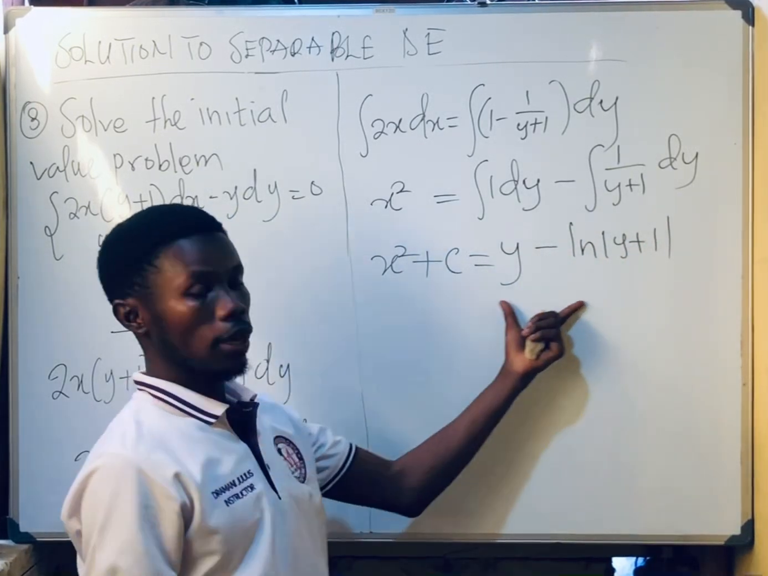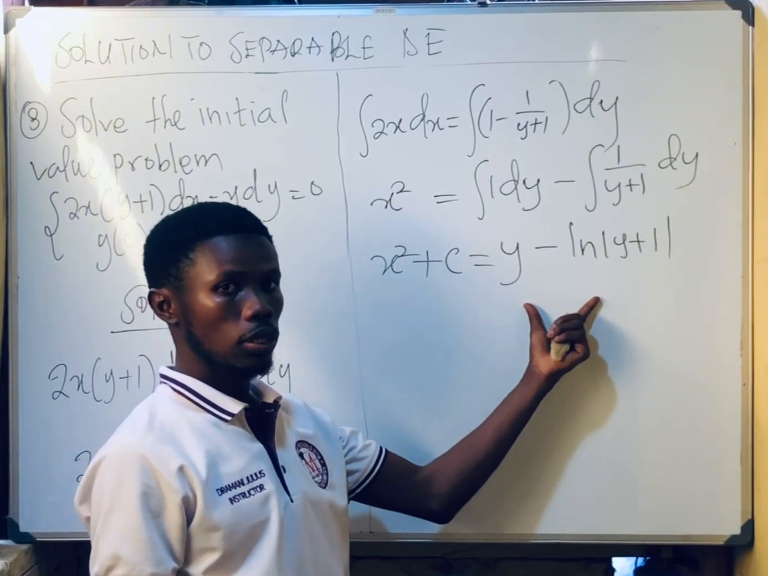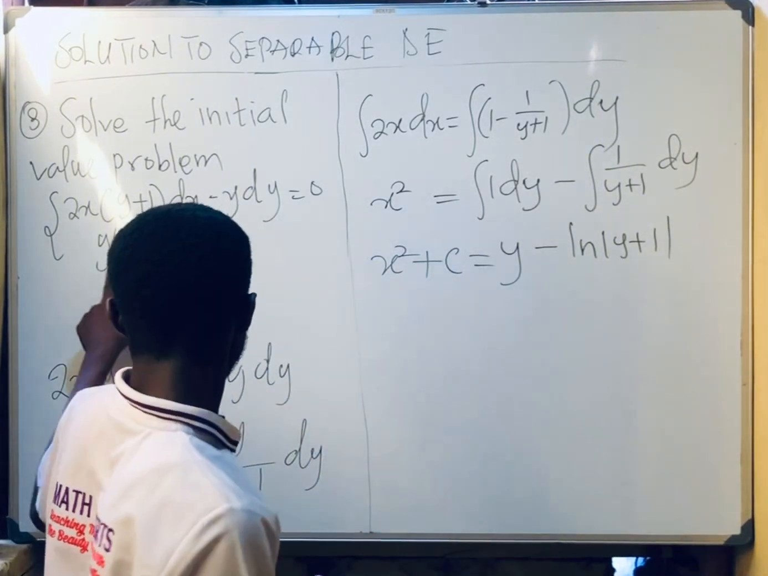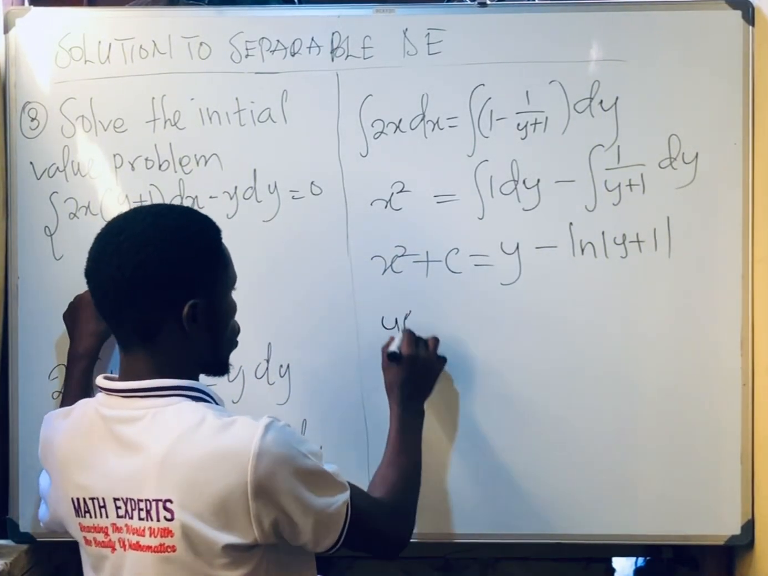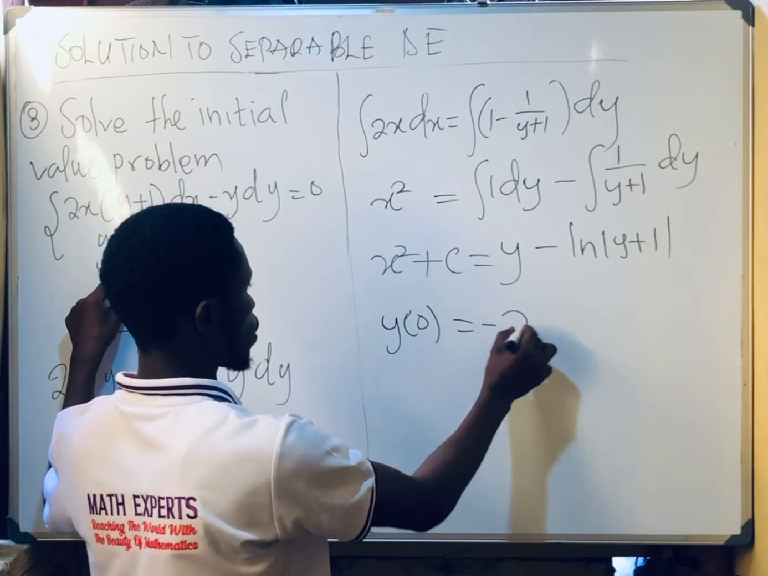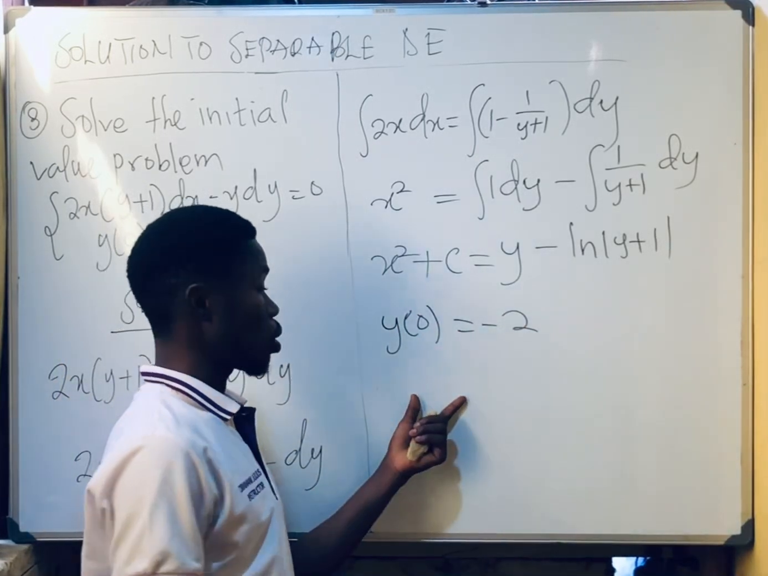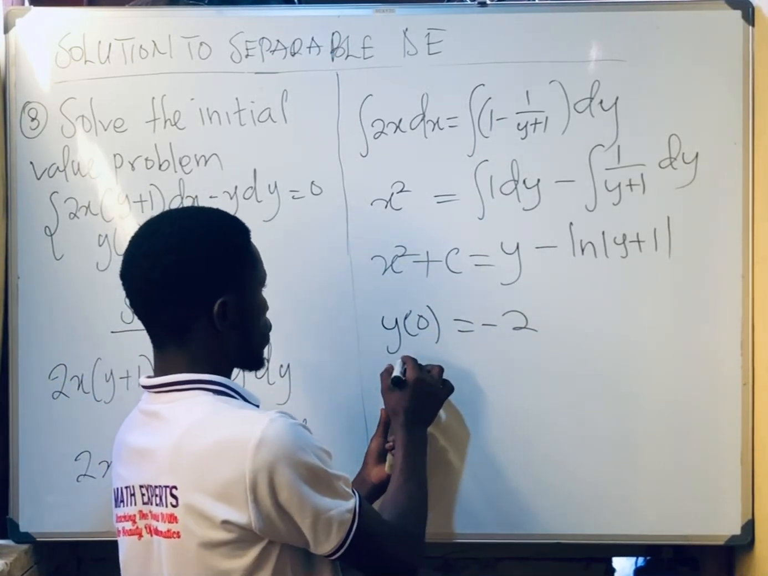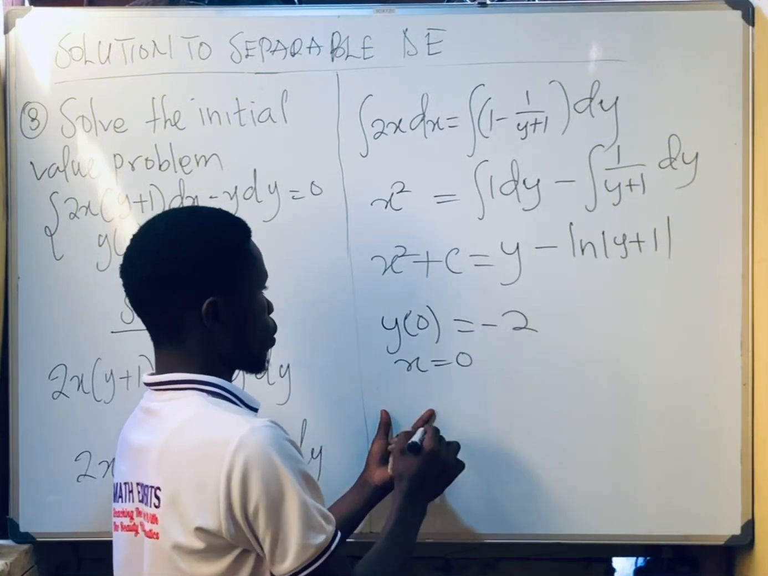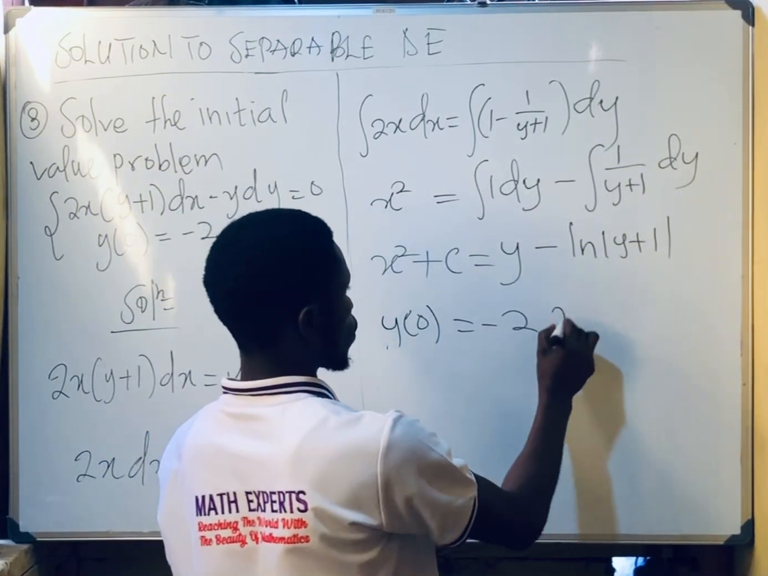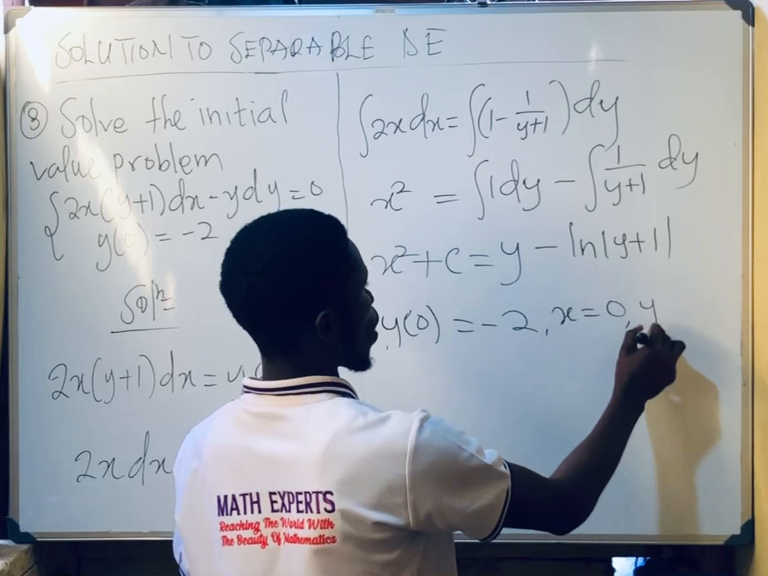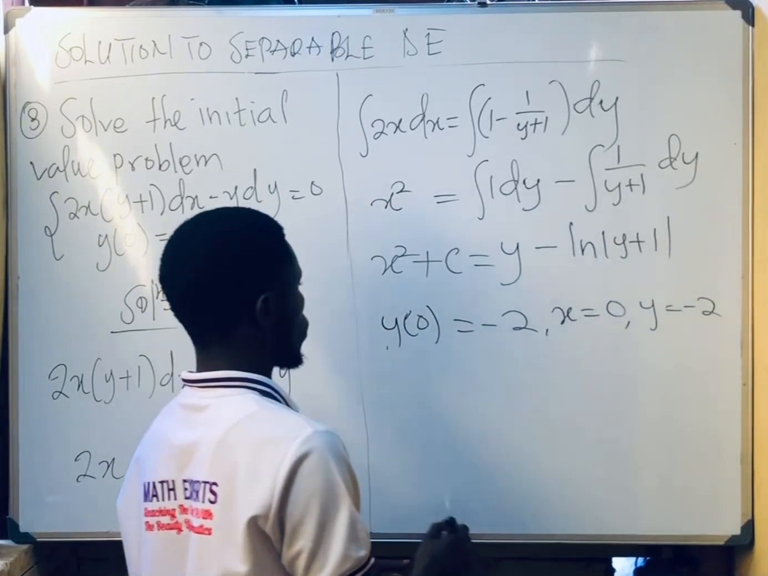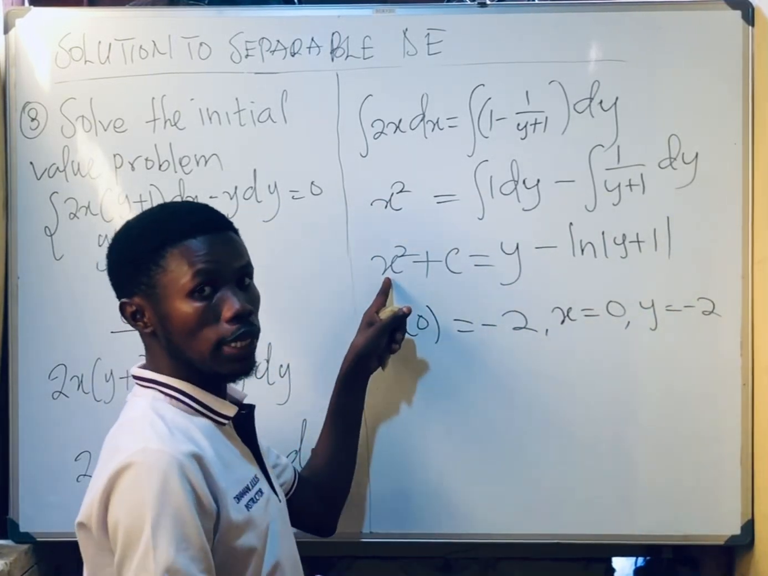Okay, so this is what I have as my general solution. Now, the particular solution, the initial condition was given as this. So what am I going to do here? It means that when my x is 0, then my y is equal to -2.